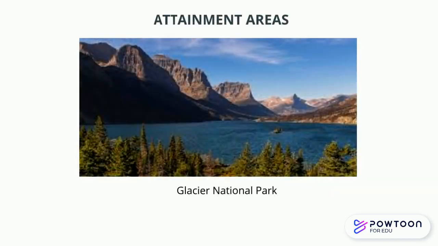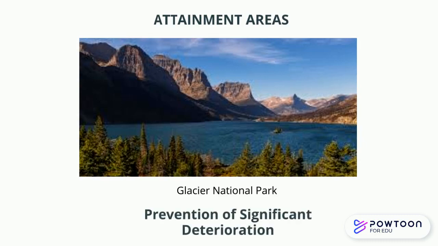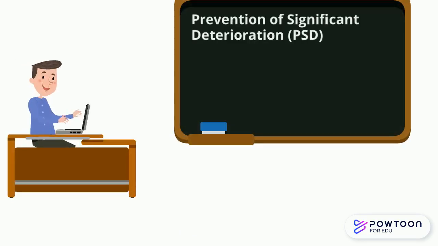Let's shift over to attainment areas. These are areas that already have good air quality. The goal here is not to allow these areas to deteriorate into non-attainment status. So Congress enacted the Prevention of Significant Deterioration Program, or PSD. PSD has its own version of NSR.